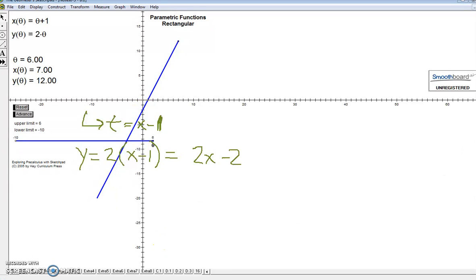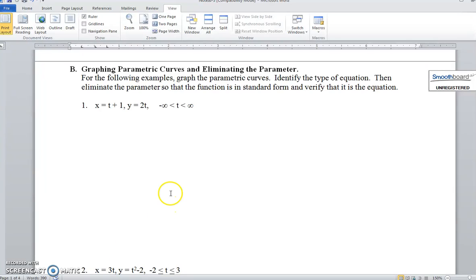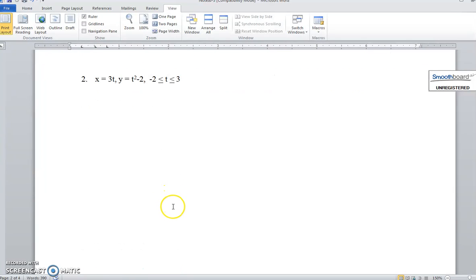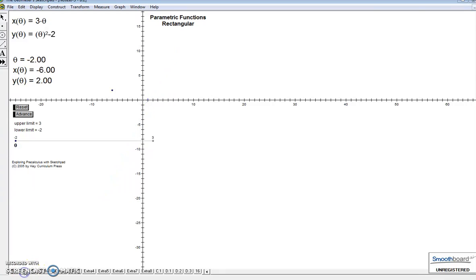Okay, if we move on to our second example. Same sort of setup. It's x equals 3 times t, y equals t squared minus 2. We're really only interested in this interval, but again, for this sort of setup, I'm not super worried about the interval there. Go back to Sketchpad, look at our second example.